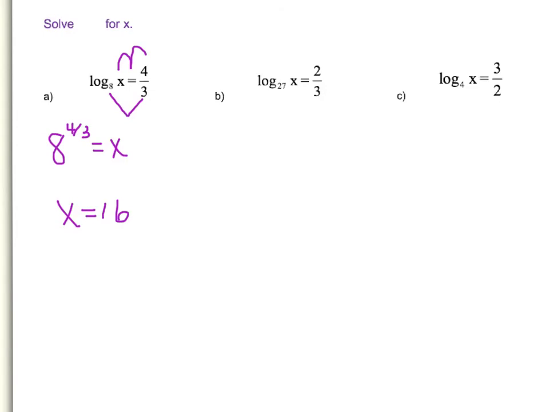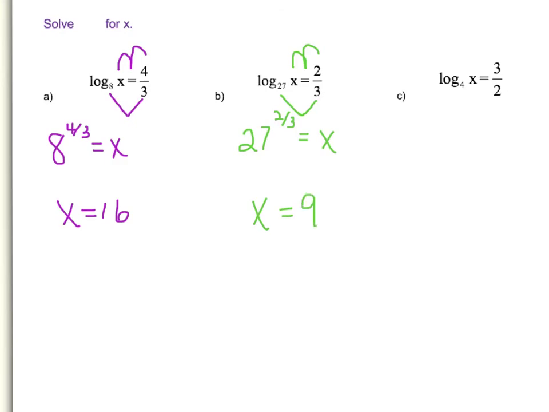Now let's look at example B. We have log base 27 of x equals 2/3. So I'm going to rewrite that as my exponential function. So my base is 27, and that will be to the 2/3 power, and it will be equal to x. Now again, just put 27 to the 2/3 power in your calculator, and you will get x equals 9.